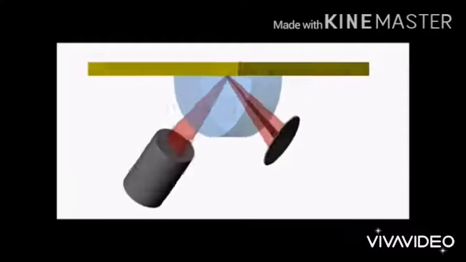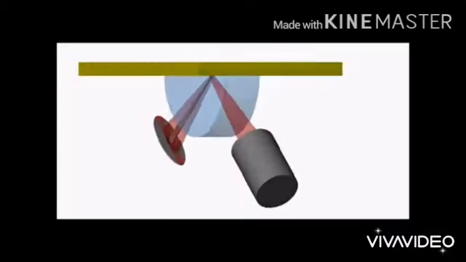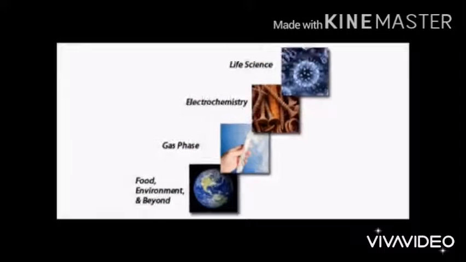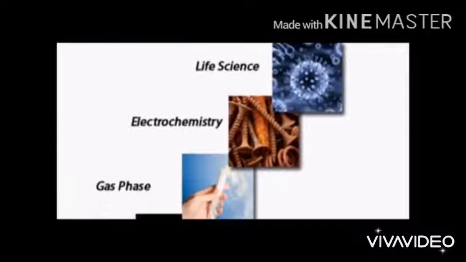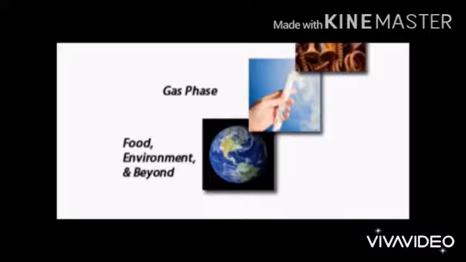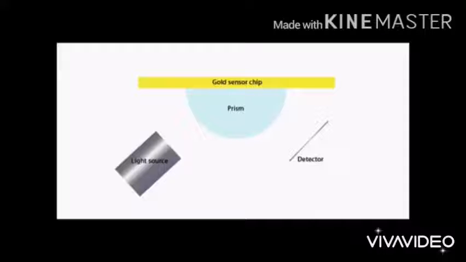Surface Plasmon Resonance, or SPR, has emerged as a powerful optical detection technique for studying label-free biomolecular interactions in real time within a variety of diverse applications, such as life science, electrochemistry, chemical vapor detection, food and environmental safety, and beyond. Due to its simplicity, nearly every commercially available SPR instrument uses a detection scheme called the Plasmon configuration.